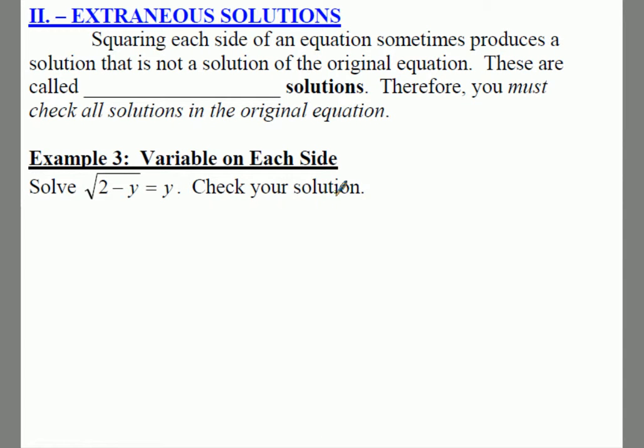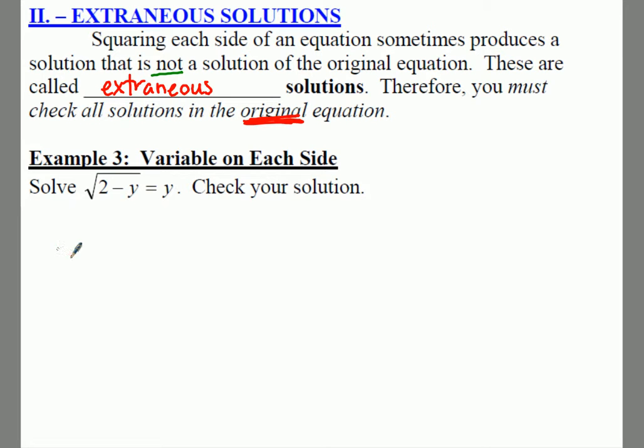Here for our last example, we're going to talk about extraneous solutions. Sometimes whenever you square both sides of an equation, it gives you a solution that's not a solution of your original equation. What a bummer. This is called an extraneous solution. So this is why it's always important that you check your answers with the original equation.